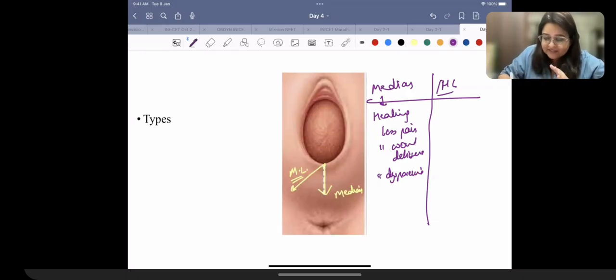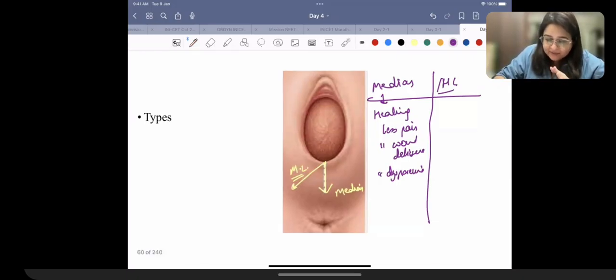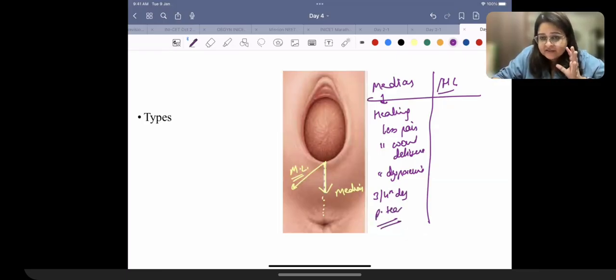But if this gets extended, if by chance जो आपका assistant है उसने अच्छे से support नहीं दिया और ये extend हो गया, तो what's going to happen? It's going to cause a third or fourth degree perineal tear, which affects the anal sphincter or the rectum. So it is a disastrous consequence, and then the patient requires to be sutured, and a lot of things are to be taken care of.